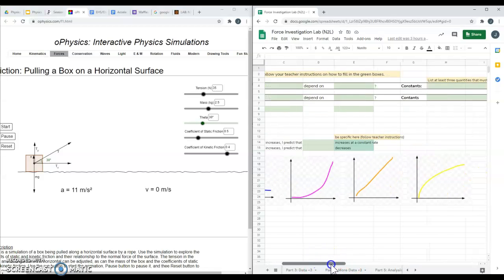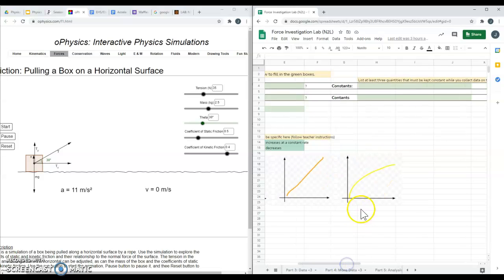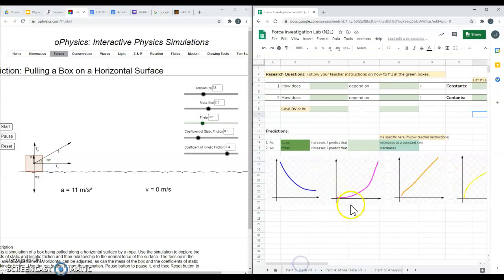One other thing that we have to keep in mind is that we want to look for constants. These are values or variables that we are going to keep the same. I'm asking you to find at least 3 things that you will keep the same when using this simulator. We also want to look at our predictions. As force increases, I predict that perhaps it will be something that increases at a constant rate. Perhaps it is something that will increase at an exponential rate. Perhaps it is something that will decrease.